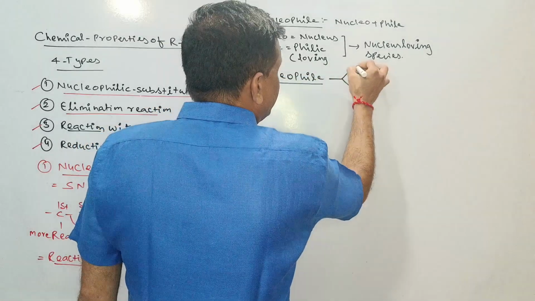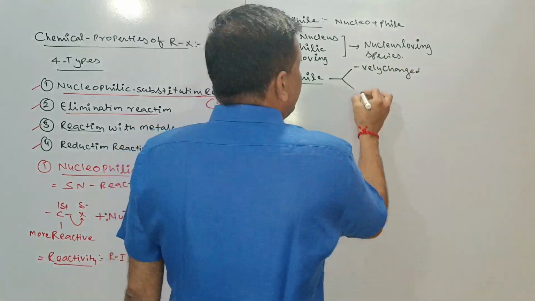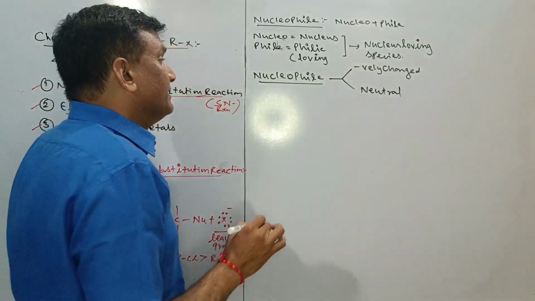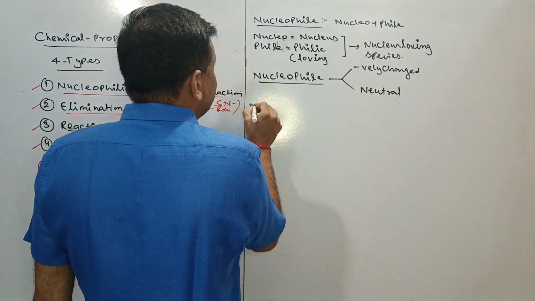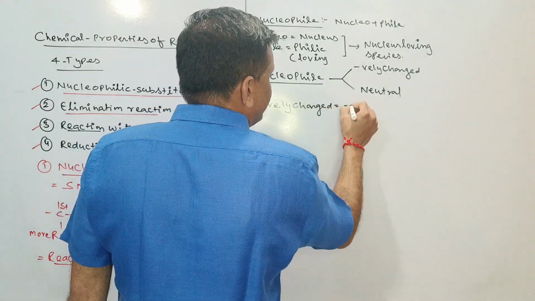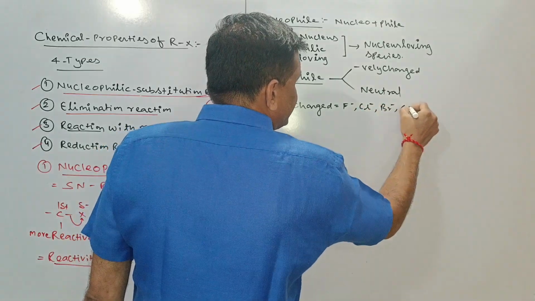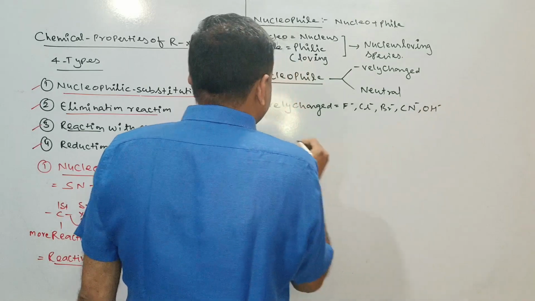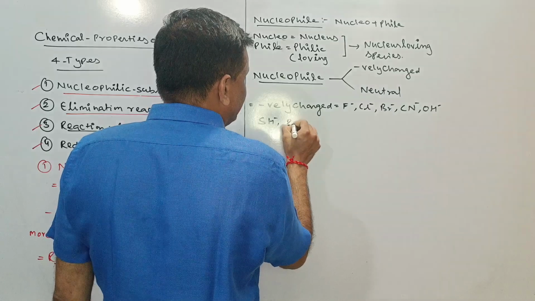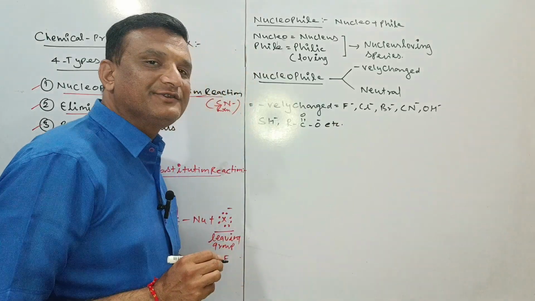One of them is your negatively charged nucleophile, and another is your neutral nucleophile. If we go with the negatively charged nucleophile first, then you can take F minus, Cl minus, Br minus, OH minus, SH minus, and a lot of others like RCOO minus, etc. These are the negatively charged nucleophiles.